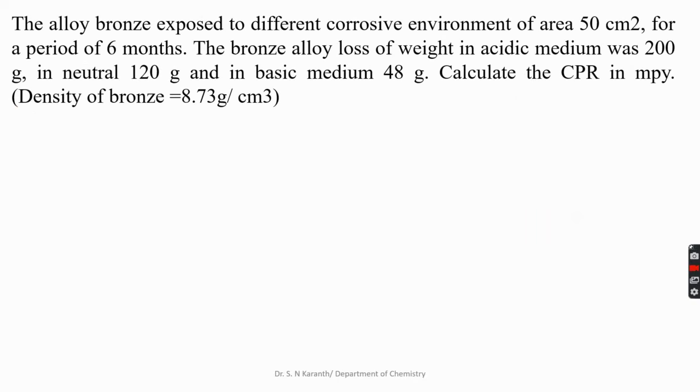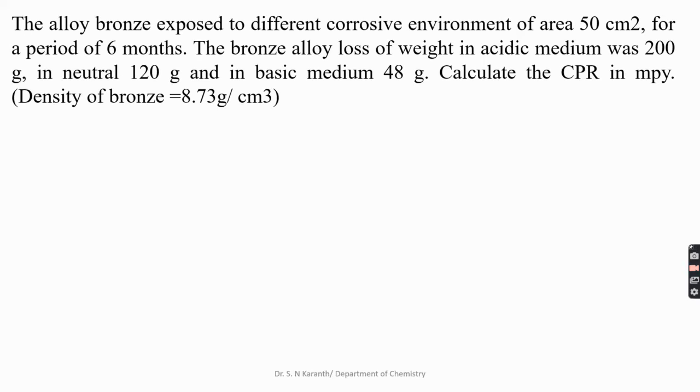Now, one more here. Alloy bronze was exposed to different corrosion environments, of area 50 centimeters square, for a period of 6 months. Here they used three different media. The bronze alloy's loss of weight in acidic medium was 200 gram, in neutral 120 gram, and in basic medium it is 48 gram. And you have to calculate CPR in Mpy unit.